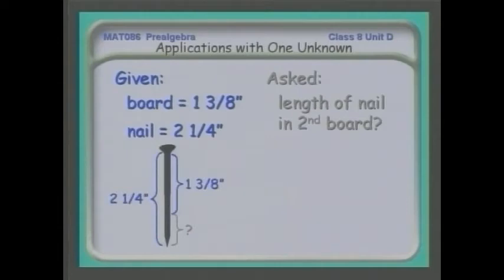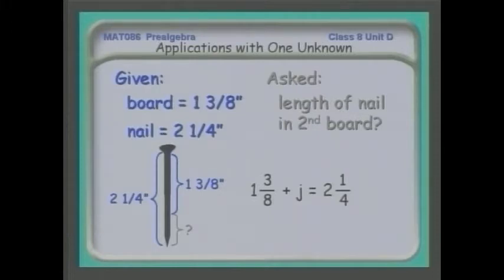Here's the diagram, and you see there's the whole nail, 2 1/4 inches. In blue you see we have 1 3/8 inches that's going into the first board, with that bit in gray with the question mark sticking out. And that's what we'd like to determine. How much is that quantity? We set that up because we know the whole length of the nail is going to be what's sticking in the first board, plus, we'll call J, the unknown, what's sticking in the second board. 1 3/8 plus J is equal to 2 1/4.